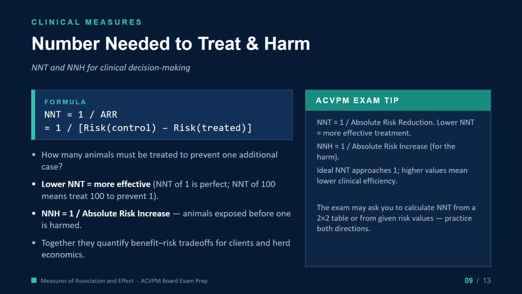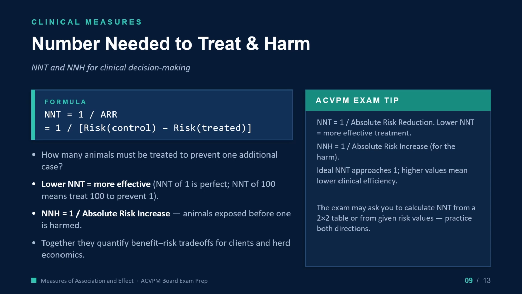Thinking about populations. Now, let's bring this to the clinical level, where individual treatment decisions are made. This is where the number needed to treat, or NNT, becomes invaluable. The number needed to treat, or NNT, is a measure of clinical effectiveness that answers a very practical question. How many animals do I need to treat with this intervention to prevent one additional case of disease?